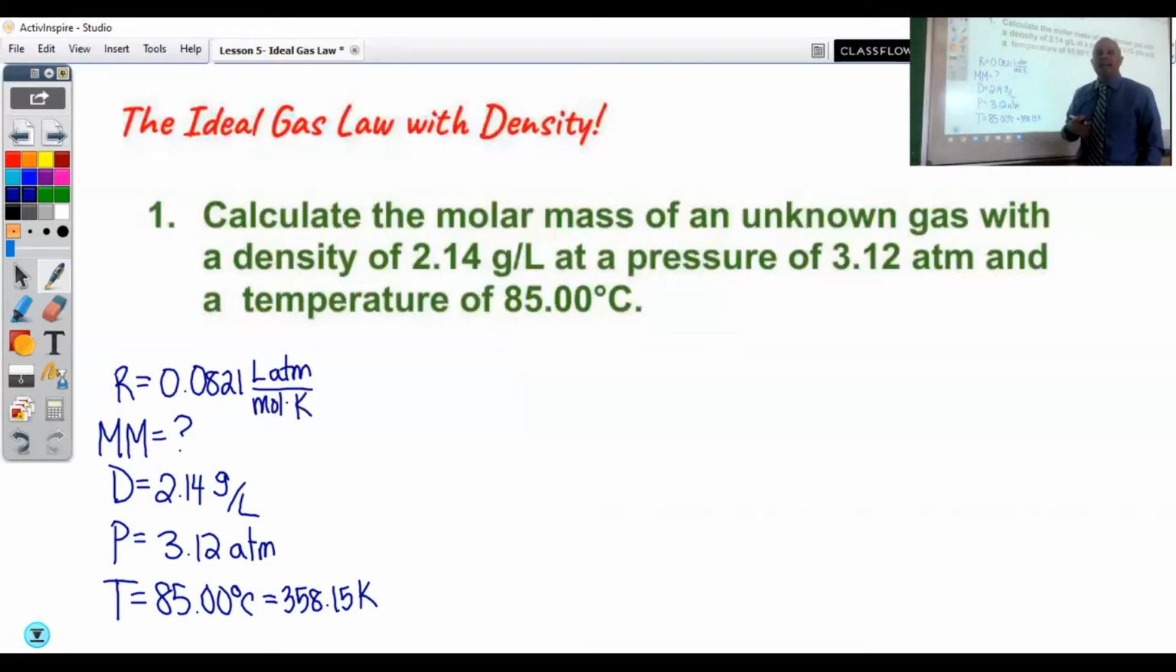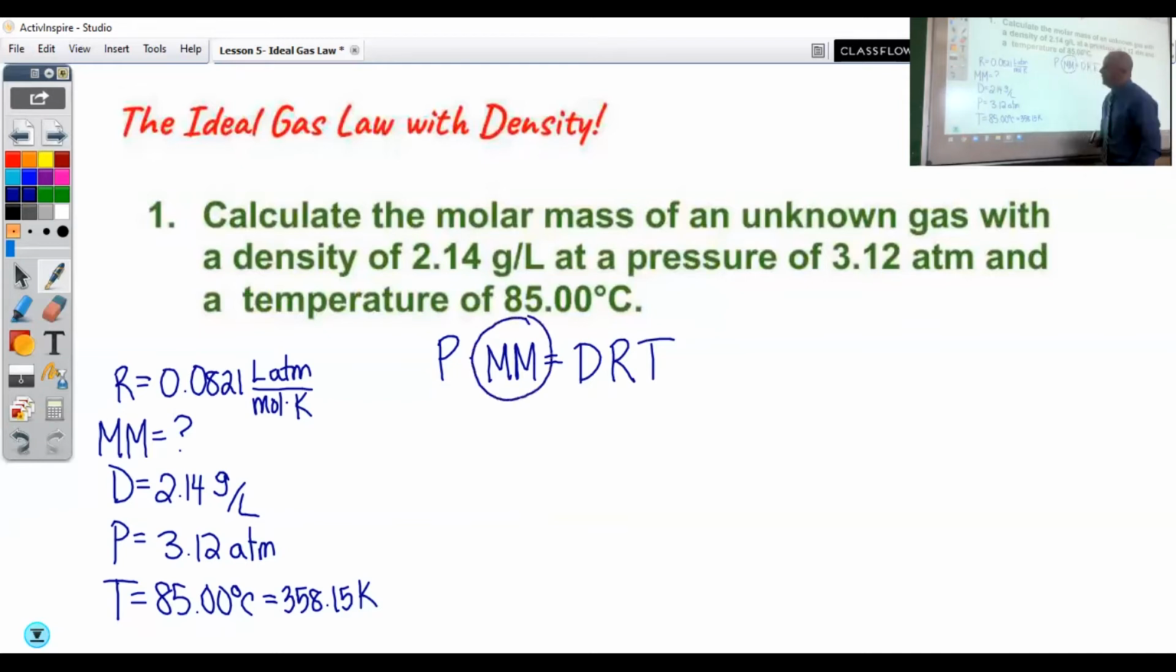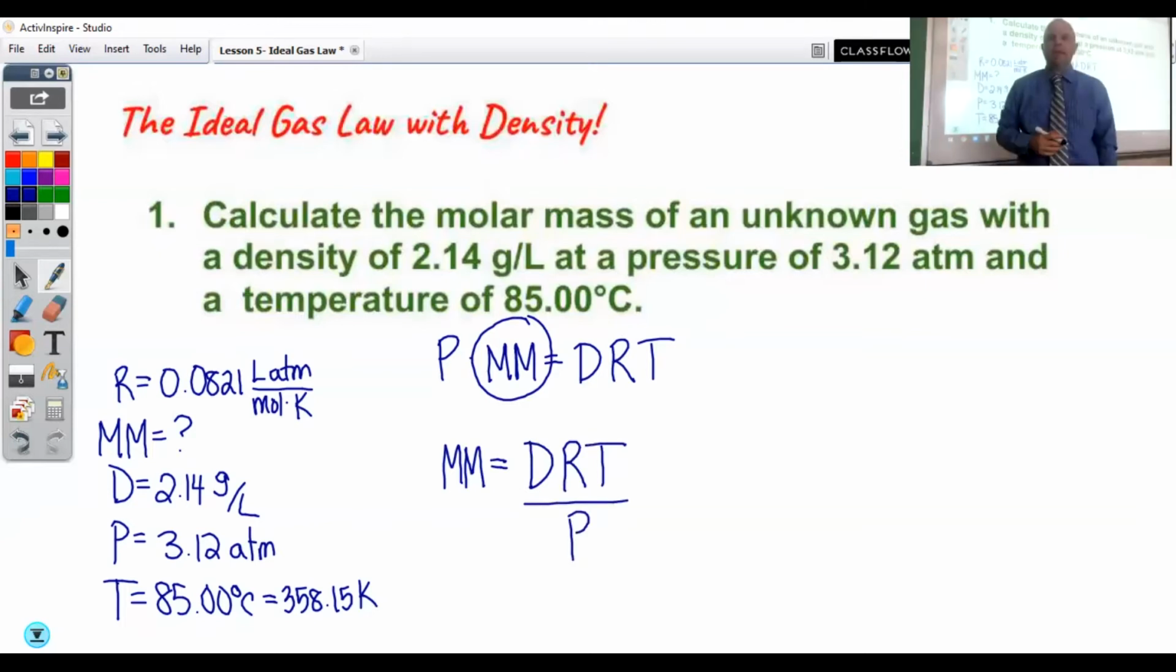So if we go back and recall that equation that we finished on the previous slide, we have pressure times molar mass equals density times the gas constant times temperature. Well, in this case, we're looking to solve for molar mass. So we're going to get molar mass equals density times R times T divided by P. We could have to solve in a different problem for one of the other variables. But in this case, we're solving for molar mass.